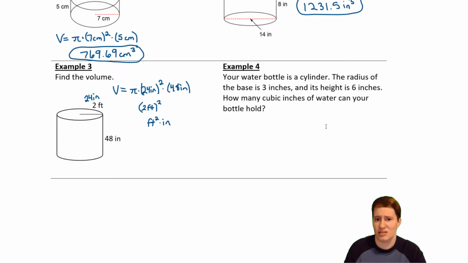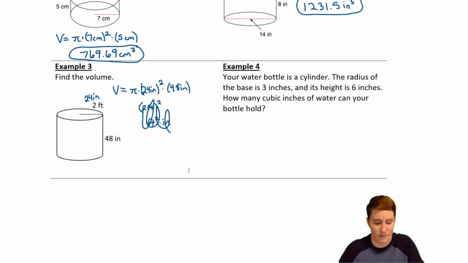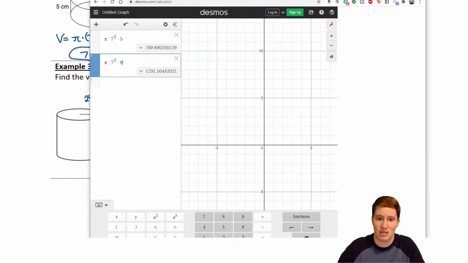We need our units to match. And that's true just in general. Almost anything we're doing, we need our units to match so that we can actually work it out correctly. So just an FYI sort of thing right there. So let's do this.